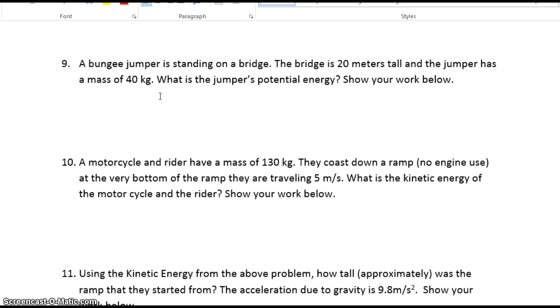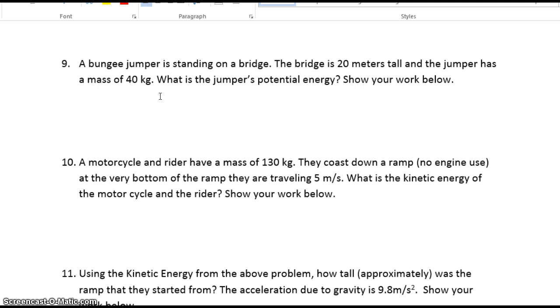Show your work below. So what's happening here is we need to find the formula, and the formula we're looking for is potential energy. You can see E sub P, that stands for potential energy. We've got mass times the acceleration due to gravity times the height. So we're going to need to identify the mass, the acceleration due to gravity, and the height. Okay. The mass is 40 kg, so go ahead and underline 40 kg.